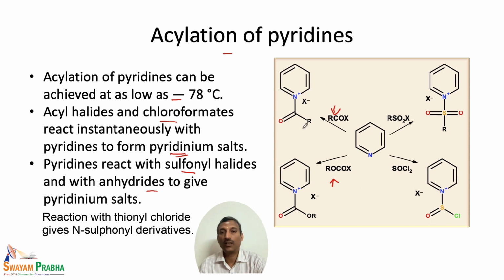This is a different reaction compared to pyrrole. When we saw in the case of pyrrole, pyrrole does not undergo N-acylation or N-alkylation that readily, whereas in the case of pyridine, the N-acylation or the N-sulfonylation reaction happens very readily.